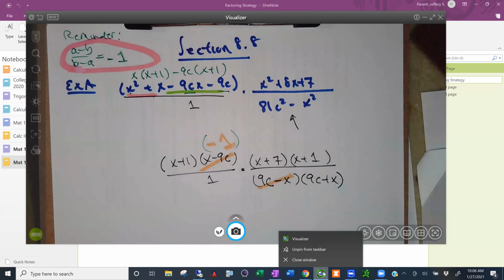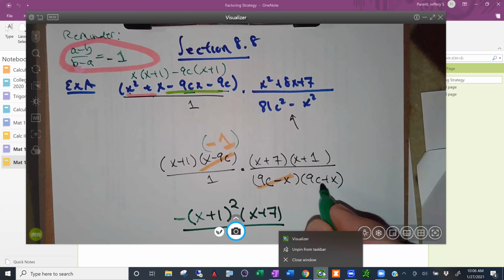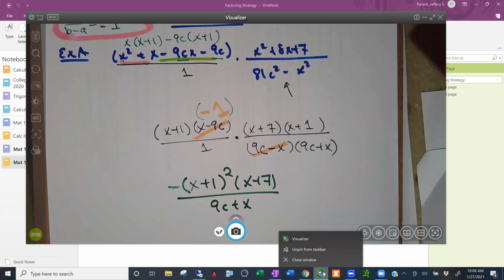In fact, that's the only thing that canceled was that term. So I've got a negative, which I'll write in front. And then I've got X plus 1 times X plus 1. So I'll write that as X plus 1 squared, and then X plus 7 all over 9C plus X. So that's the way I would finish writing it. But I would just leave the negative out there.